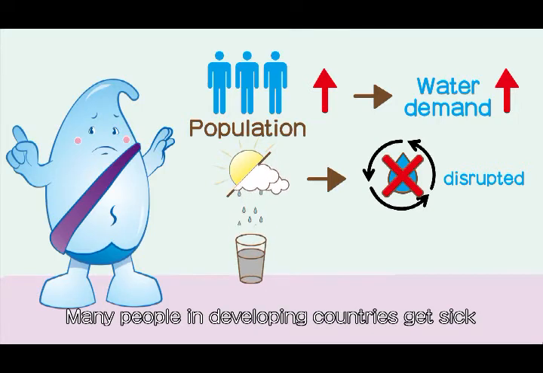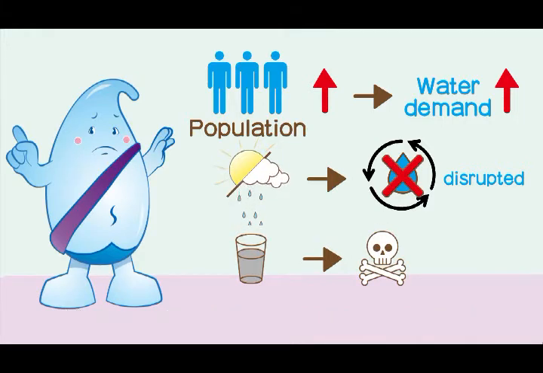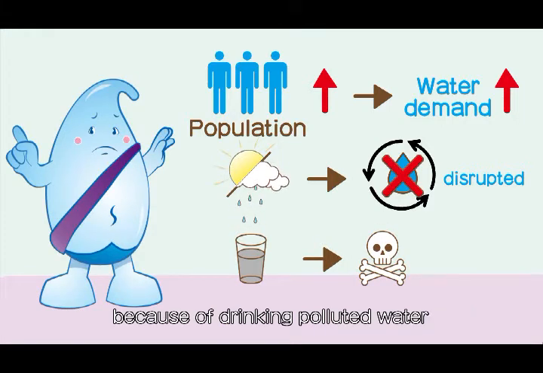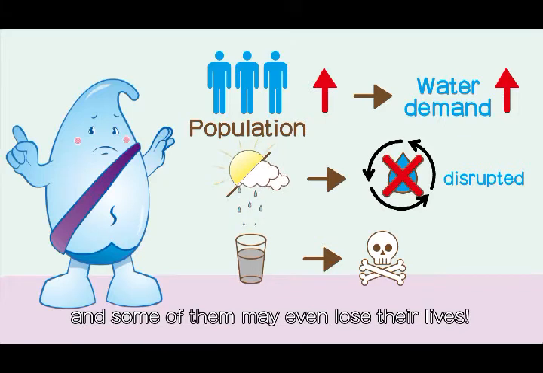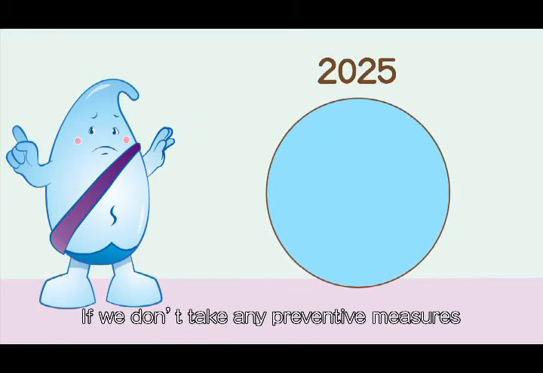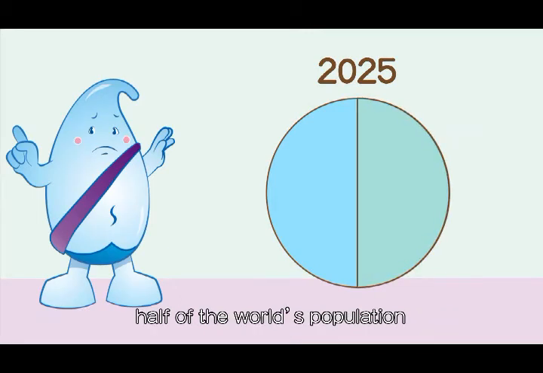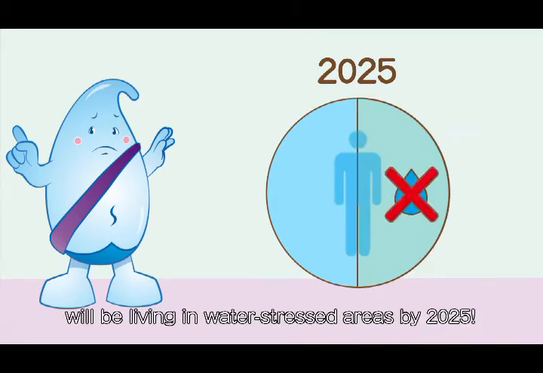Many people in developing countries get sick because of drinking polluted water, and some of them may even lose their lives. If we don't take any preventive measures, half of the world's population will be living in water-stressed areas by 2025.